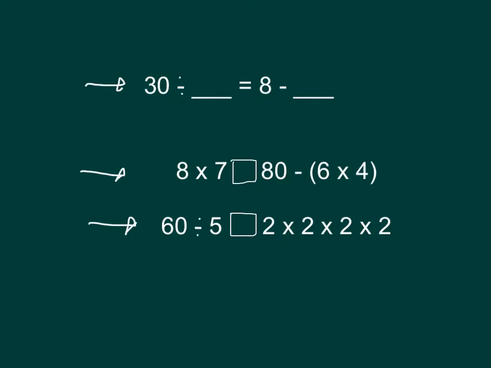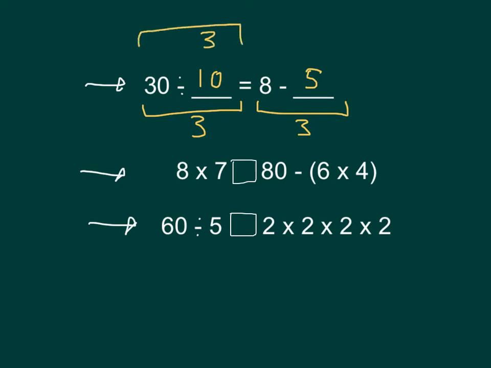Okay, let's have a look at some possible solutions. So say I did 30 divided by 10, that tells me that this side here is 3, so then 8 subtract 5 will also make this side 3, so that'd be the same. And of course there's lots of different possibilities. You could of course do 30 divided by 3, that would make this side 10, and then here I'd have to do 8, take away a negative 2, to make this side 10.